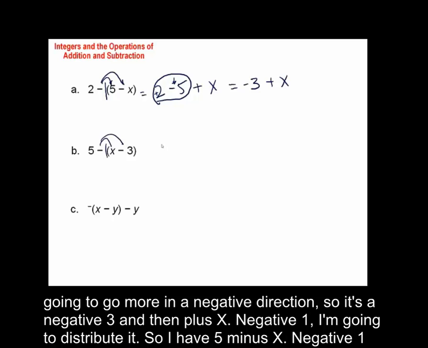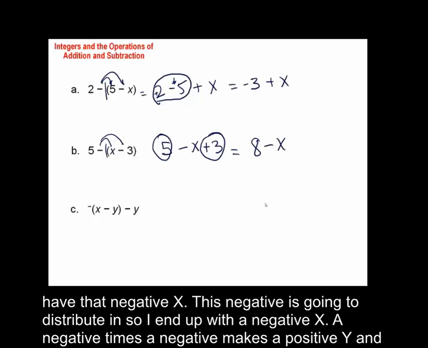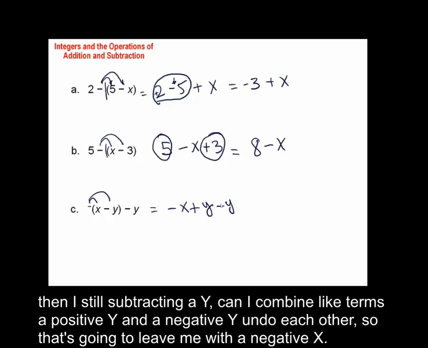Negative 1 I'm going to distribute in, so I have 5 minus x. Negative 1 times negative 3 is a positive 3. So I now can combine like terms. I have a positive 5 and a positive 3, which gives me a positive 8, and I still have that negative x. This negative is going to distribute in, so I end up with a negative x. A negative times a negative makes a positive y, and then I still am subtracting a y. I can combine like terms. A positive y and a negative y undo each other, so that's going to leave me with a negative x.